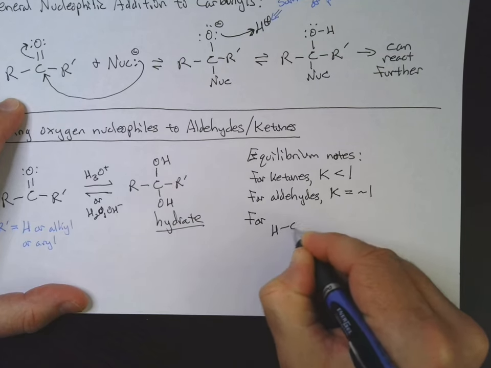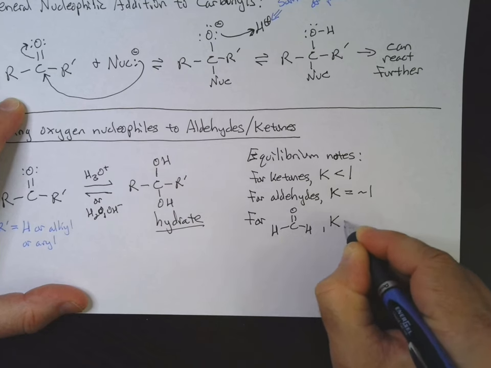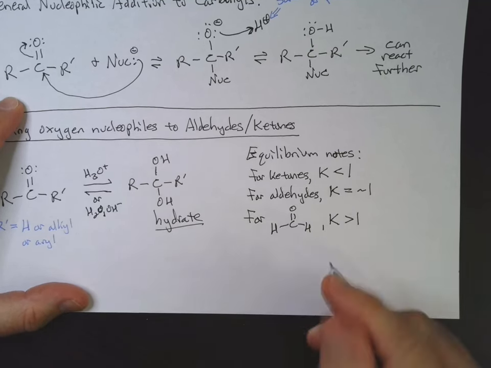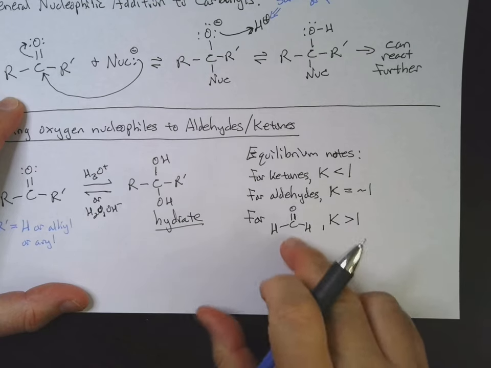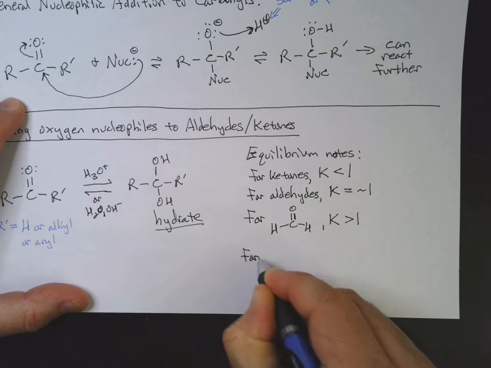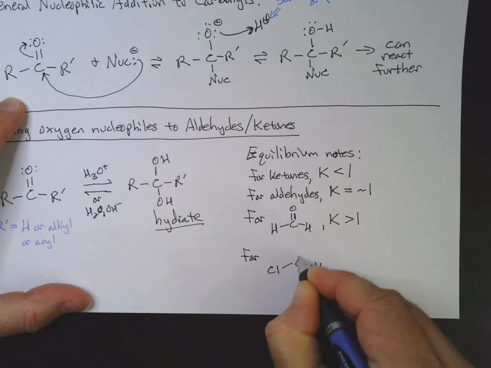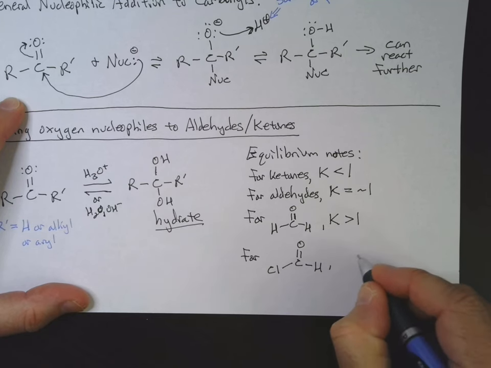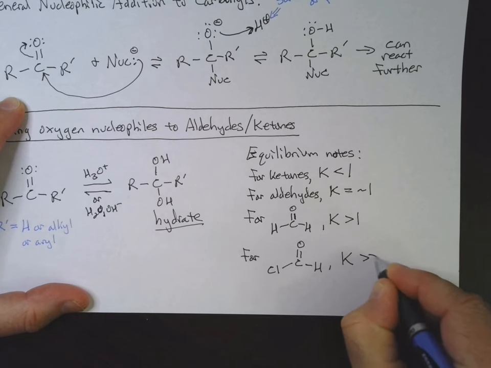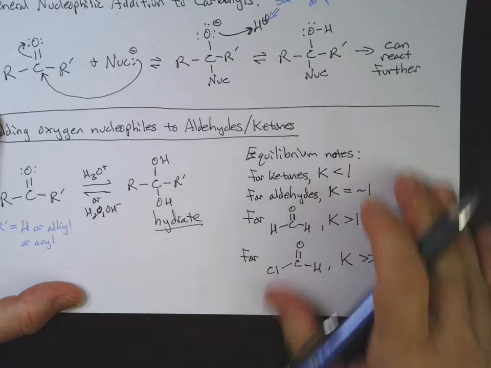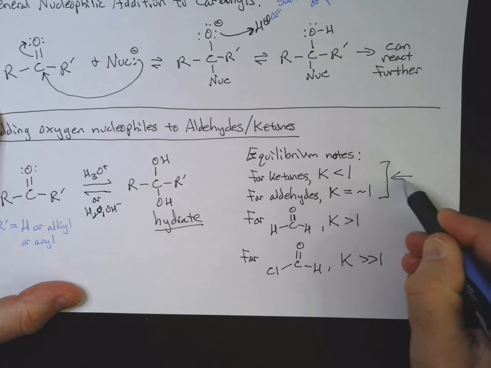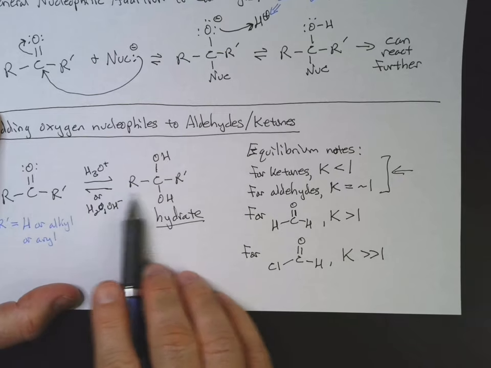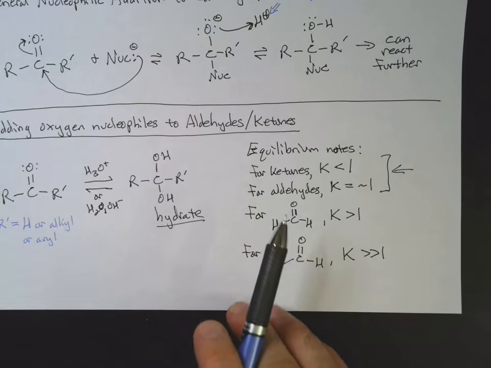For formaldehyde, our K is actually greater than 1. In fact, aqueous formaldehyde is known as formalin, and it's mostly the hydrate, not the aldehyde form. And then for the compound called chloral, where one of the hydrogens in formaldehyde is replaced by a chlorine, K here is much greater than 1. It's primarily the hydrate. What I want to emphasize here is that for ketones, equilibrium favors the carbonyl. For aldehydes, it actually is more of a 50-50 mix. So aldehydes are a bit more reactive, and we'll make use of that a little later on.